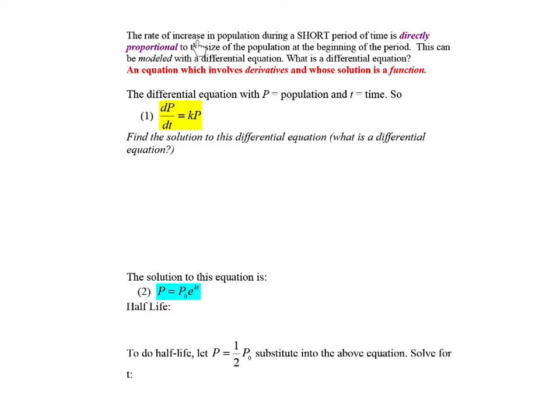So the rate of increase in population during a short period of time is directly proportional to the size of the population at the beginning of the period. This can be modeled with a differential equation. What is a differential equation? An equation which involves derivatives and whose solution is a function.